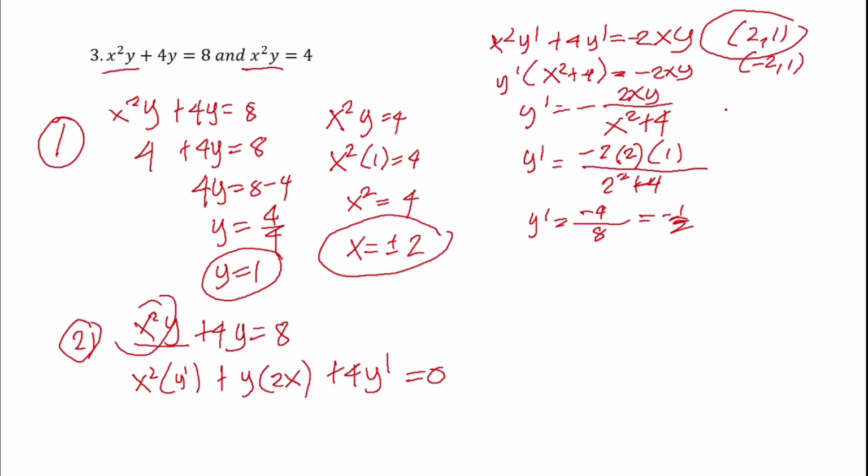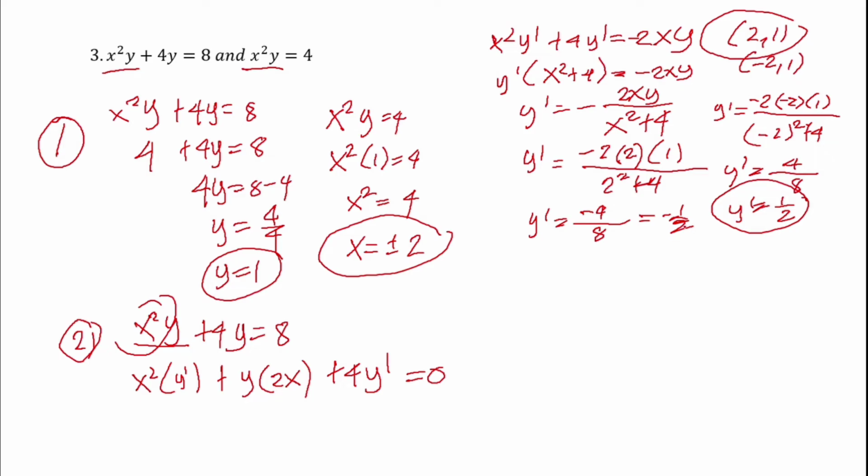So if we're going to make use of the other one, y prime is equal to negative 2 times negative 2 times 1 over negative 2 squared plus 4. So y prime is equal to 4 over 8, so y prime is equal to 1 half. The difference is that y prime is equal to negative 1 half and 1 half.